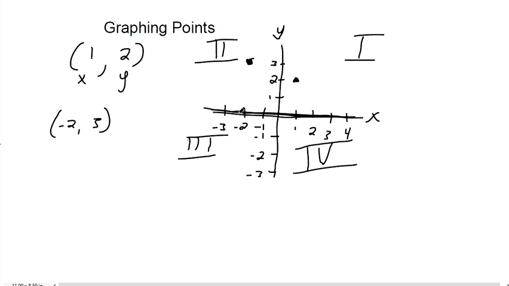If you ever have a point that lands right on one of the axes, it's not in any quadrant. Okay, so this point here is -2, 0. That's neither in quadrant 2 or quadrant 3 because it's right on the line. So we say it's not in any quadrant.